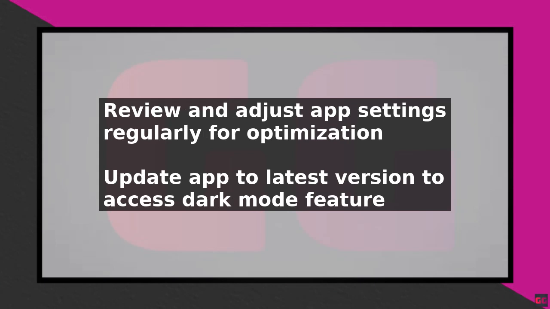Best practice is to regularly review and adjust your app settings to ensure they are optimized for your needs and preferences. By following these steps, you can easily enable dark mode on the Robinhood app and enhance your overall user experience.